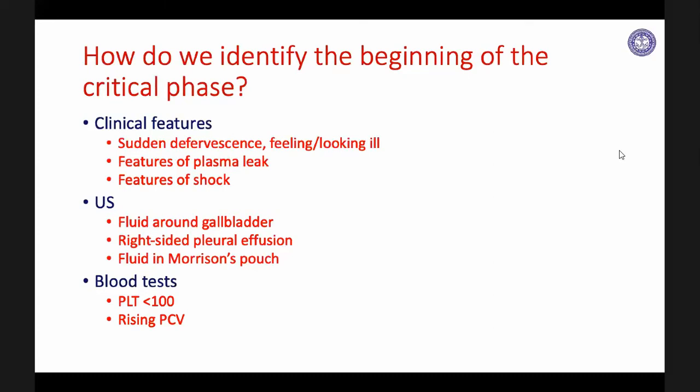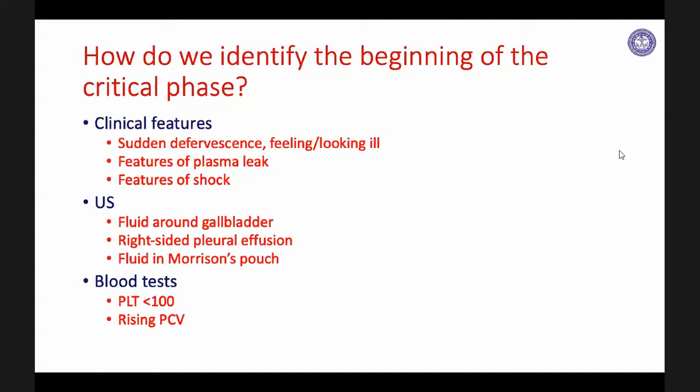So how do we identify the beginning of the critical phase? That's a very important point. Some clinical features are sudden effervescence, feeling or looking ill, features of plasma leakage such as pleural effusion, features of shock such as reduced blood pressure or pulse pressure and increased capillary refill time or reduced urine output. On the ultrasound scan, you might find fluid around the gallbladder or right-sided pleural effusion or fluid in the Morrison's pouch. In the blood test, you will find the platelet count is less than 100 and the PCV is starting to rise. That's when you realize the patient has started having the critical phase.